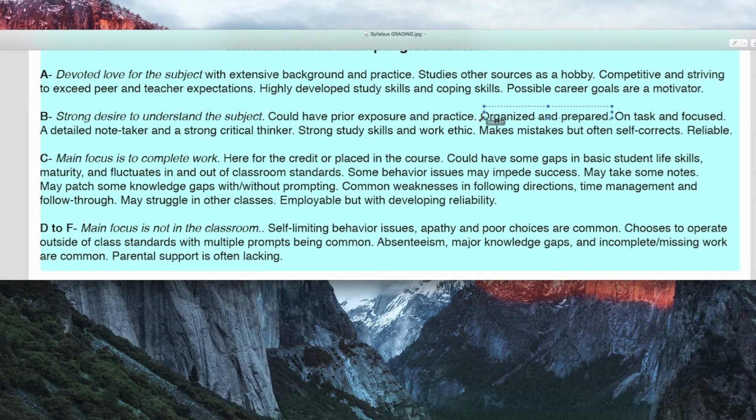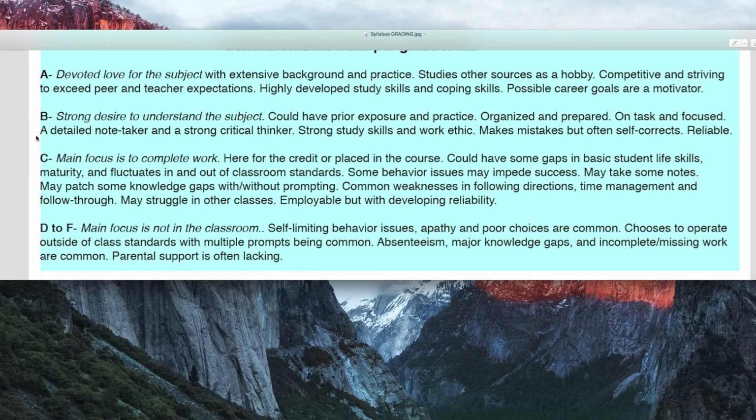A B-level student is organized and they're prepared, always on task. They're intensely focused on what they're doing in the moment. They're not socializing. A B-level student is a detailed note taker and a strong critical thinker. They have strong study skills and a dependable, reliable work ethic. That means this person would be very reliable and this would be your supervisor as a high school student in an entry-level job. B-level students make mistakes, but they often self-correct.